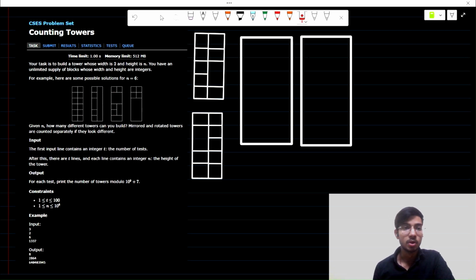Hello everyone, today we are going to solve the problem counting towers. Your task is to build a tower whose width is 2 and height is n. You have an unlimited supply of blocks whose width and height are integers. For a given n, you have to calculate how many different towers you can build. Mirror and rotated towers are counted separately if they look different.